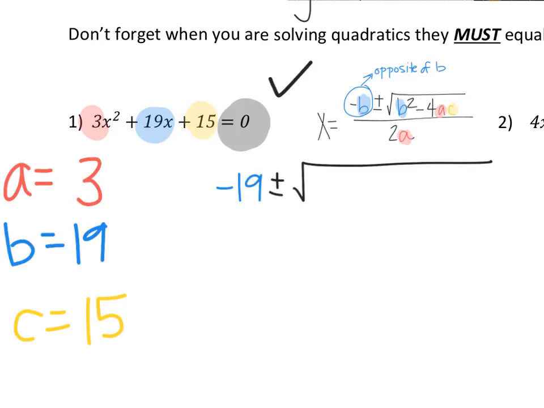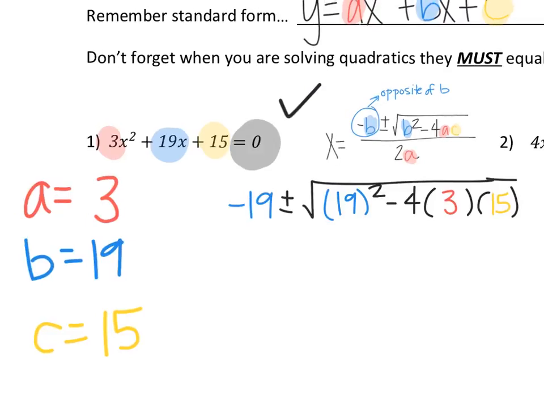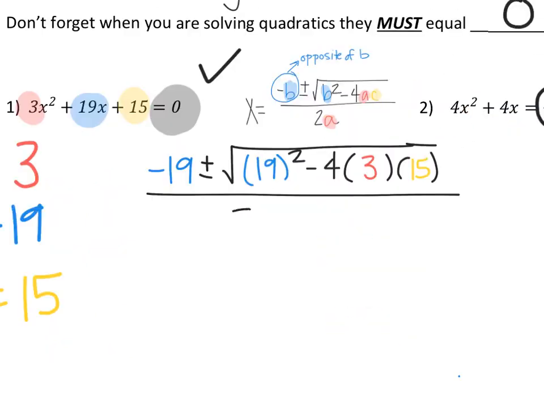So we have this plus or minus the square root of, it says b squared, so that's going to be 19 squared, minus 4 times a, well, a in our problem was 3, times c, and c in our problem was 15, all divided by 2 times a, and a again was 3. So yes, this formula looks really complicated, but literally all we're doing is just plugging in numbers, and that's what we've done. And the color coding will help.